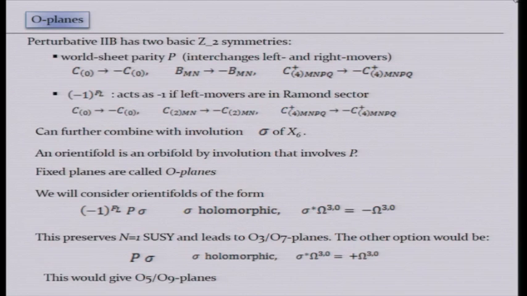The other option is that you could not involve (-1)^F_L. In that case, you still want sigma holomorphic and mapping omega_(3,0) to itself. This situation is compatible with O5 or O9 planes. I don't really want to do this one. I want to concentrate on this one, which gives you the O7 planes.